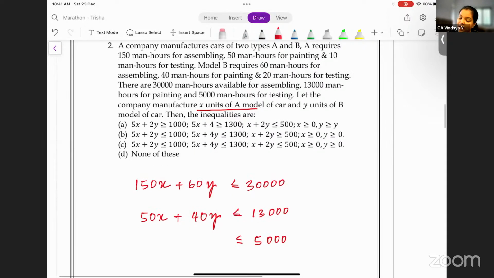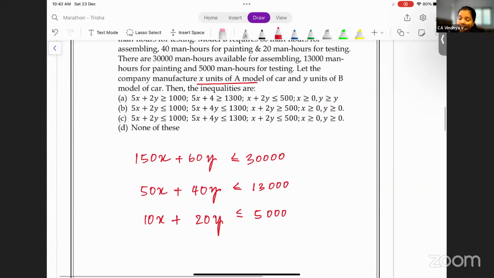Okay. Now next is with respect to testing. So how many hours for X? That is model A. We need 10 hours for X plus how many hours for Y? 20 hours for Y. I hope this is clear till here. Now very important, since we're talking about units, X should be greater than or equal to 0. Y should also be greater than or equal to 0.